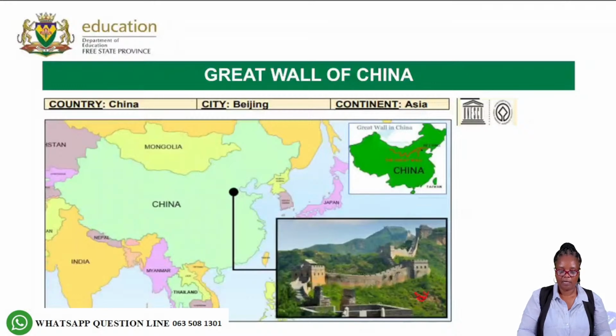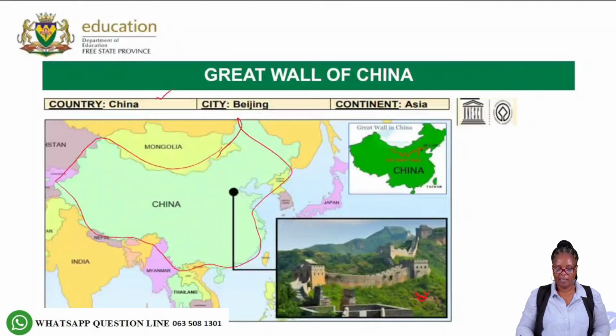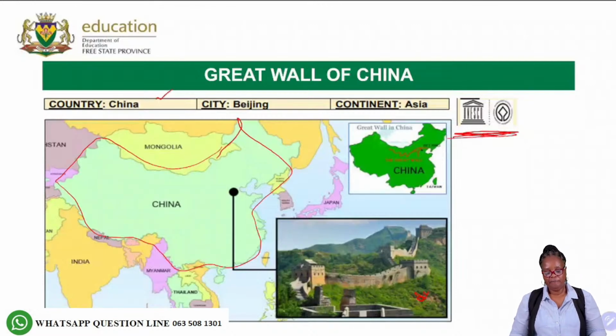This is the Great Wall of China. We said that the city is Beijing. Yes, it is. The continent is Asia and the country is China. This is the Chinese map. Please make sure that you know the maps. Make sure that you know your world map and you know the map for each continent, each country. It will be easier for you to understand it. One more thing. Look at this. The Great Wall of China is one of the World Heritage Sites. I'm sure now we know the reason why.